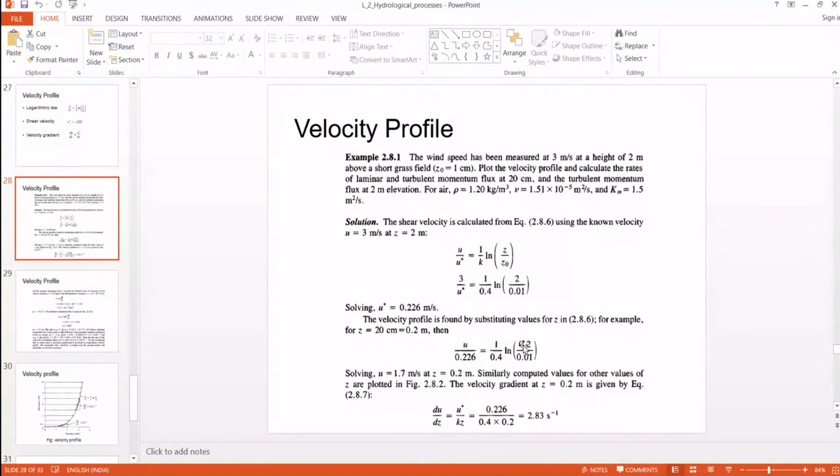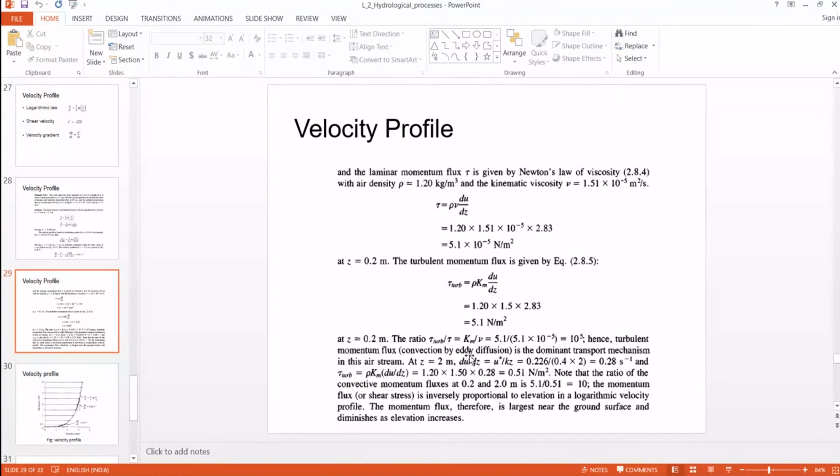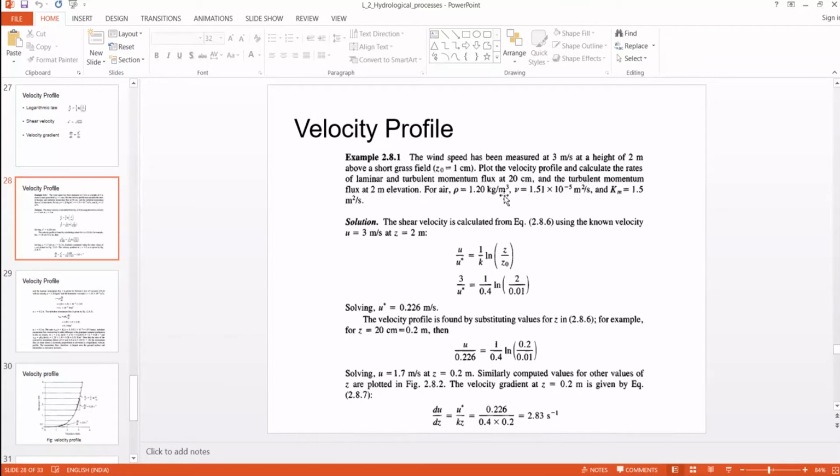And in this question, it is also asked to find the shear stress at locations, because shear stress is nothing but turbulent momentum transfer. This turbulent momentum flux rate we need to calculate at 20 centimeters. So du/dz is equal to u*/(κz). At 20 centimeters, that value comes out to be 2.83.